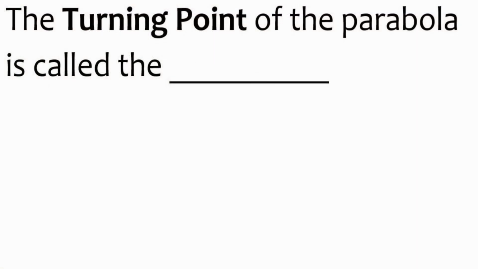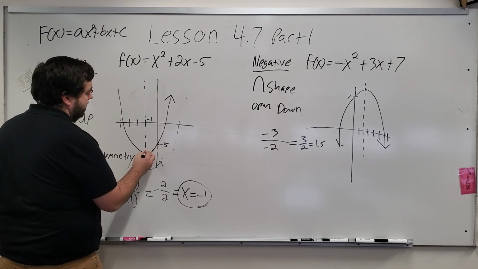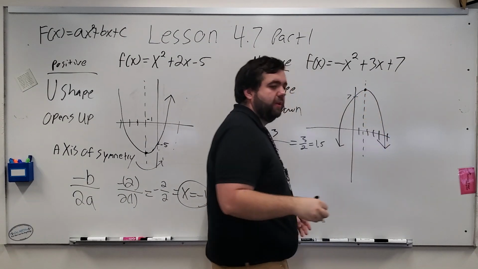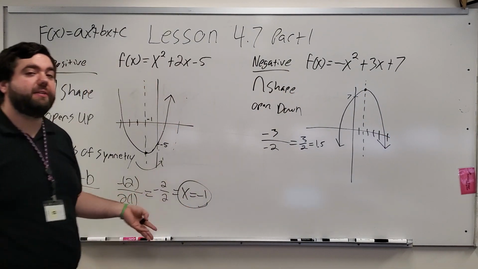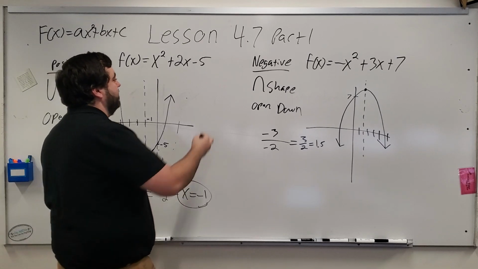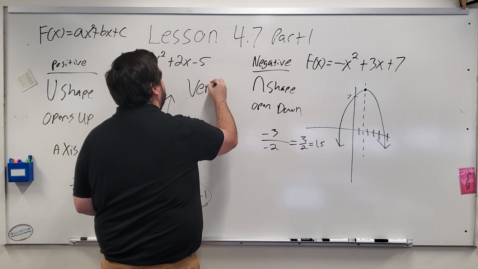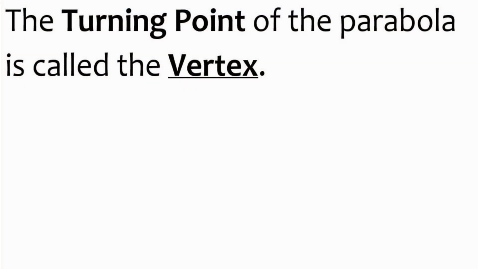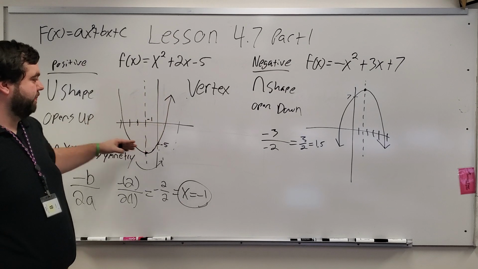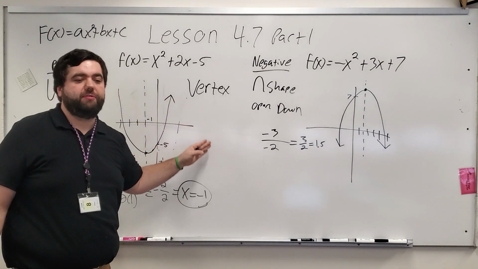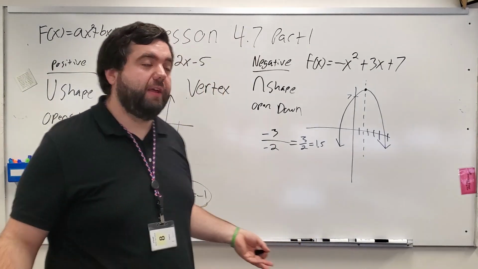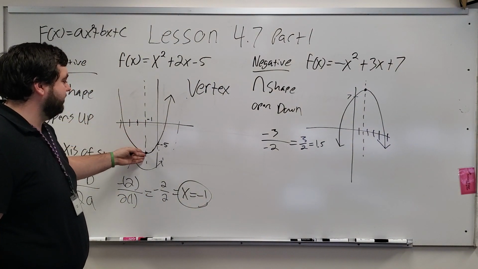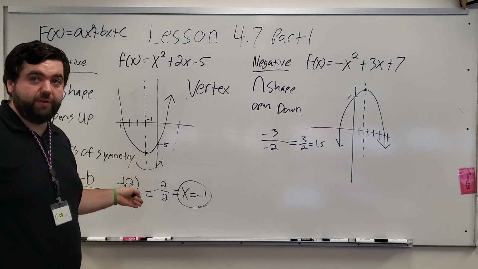So the turning point of my parabola, right? My bottom right here and my top right here. It has a name. Just like it did for absolute value, it has the same name, and it's called the vertex. Okay? And our vertex is where our graph shifts from being positive to negative and negative to positive. And we're able to find that vertex, right? How do we do it? Well, what do we notice? We notice that our axis of symmetry runs right through our vertex.